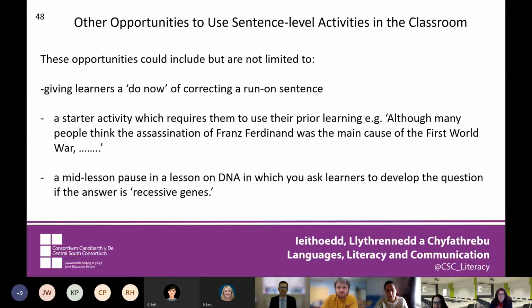You may be wondering how these activities can be woven into your current practice. Well, due to the fact that sentences are a fundamental element of effective writing, you'll want to give learners as many opportunities to practice as possible. So these opportunities could include, but aren't limited to, for example, a do now of correcting a run-on sentence, a starter activity which requires them to use their prior knowledge, or a mid-lesson pause. Imagine we're doing some science, a mid-lesson pause in a lesson on DNA, in which you ask learners to develop the question if the answer is recessive genes.